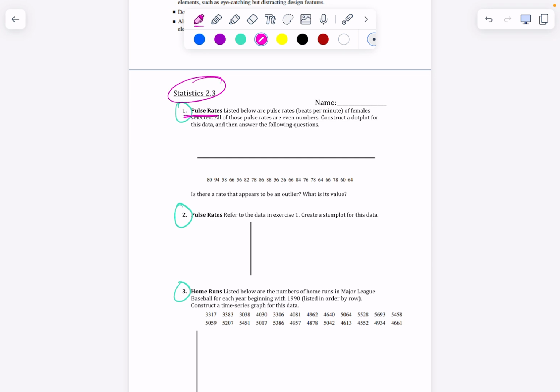Number 2, you use the same data as you did for number 1. Does it matter if we use dots or X's? I don't care. You just do whatever you want to do. Okay? All right, there you go.